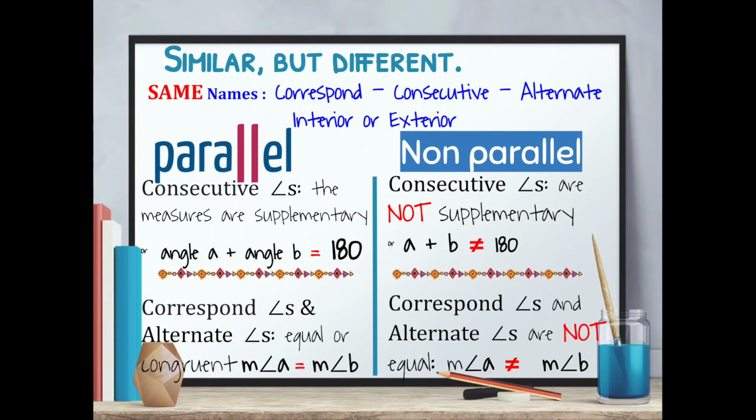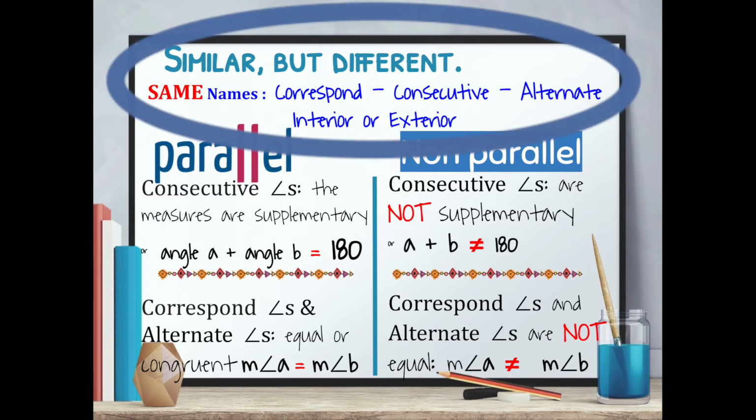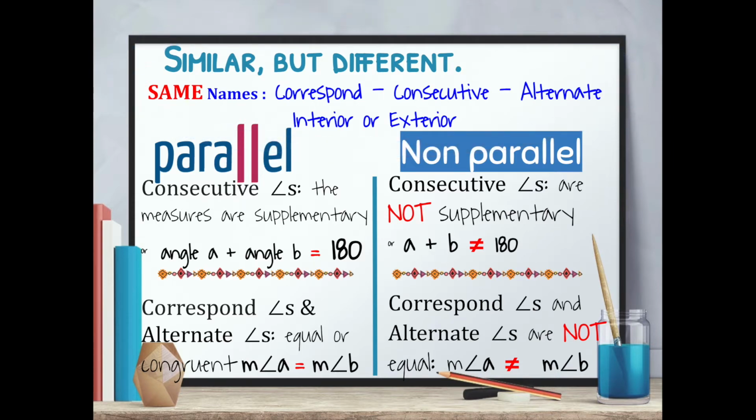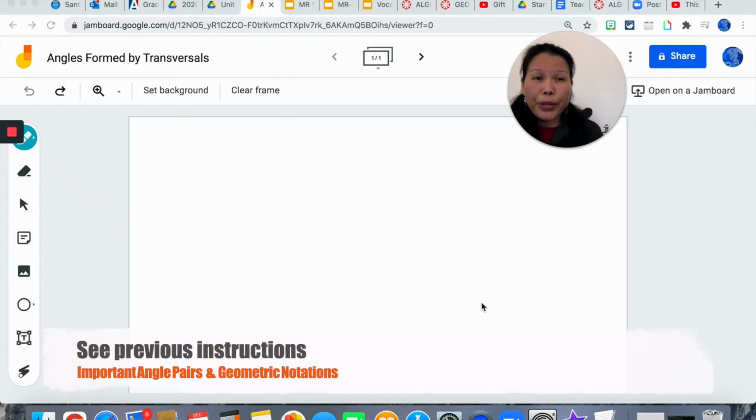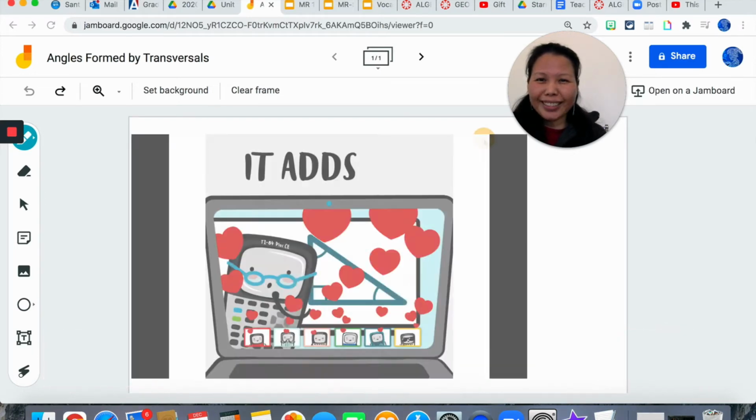Again, keep in mind that the name of the angle pairs based on their location may stay the same whether the lines are parallel or not. But when they are parallel, then we have equal or supplementary angles. Let us go ahead and review some of the geometry terms and notations.